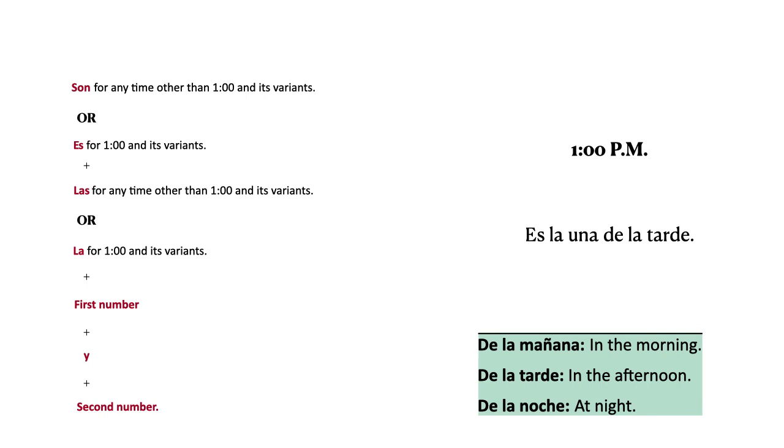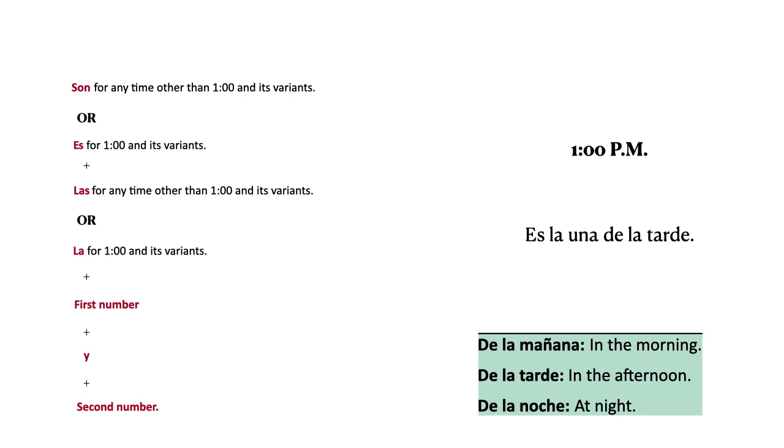One last example, going back to 1 just because I want to hammer this into your brain that when it's 1, you don't say son las, you say es la. But it's 1 p.m. How do you say this? Es la una de la tarde. Es la una de la tarde, because it's 1 in the afternoon. Okay?